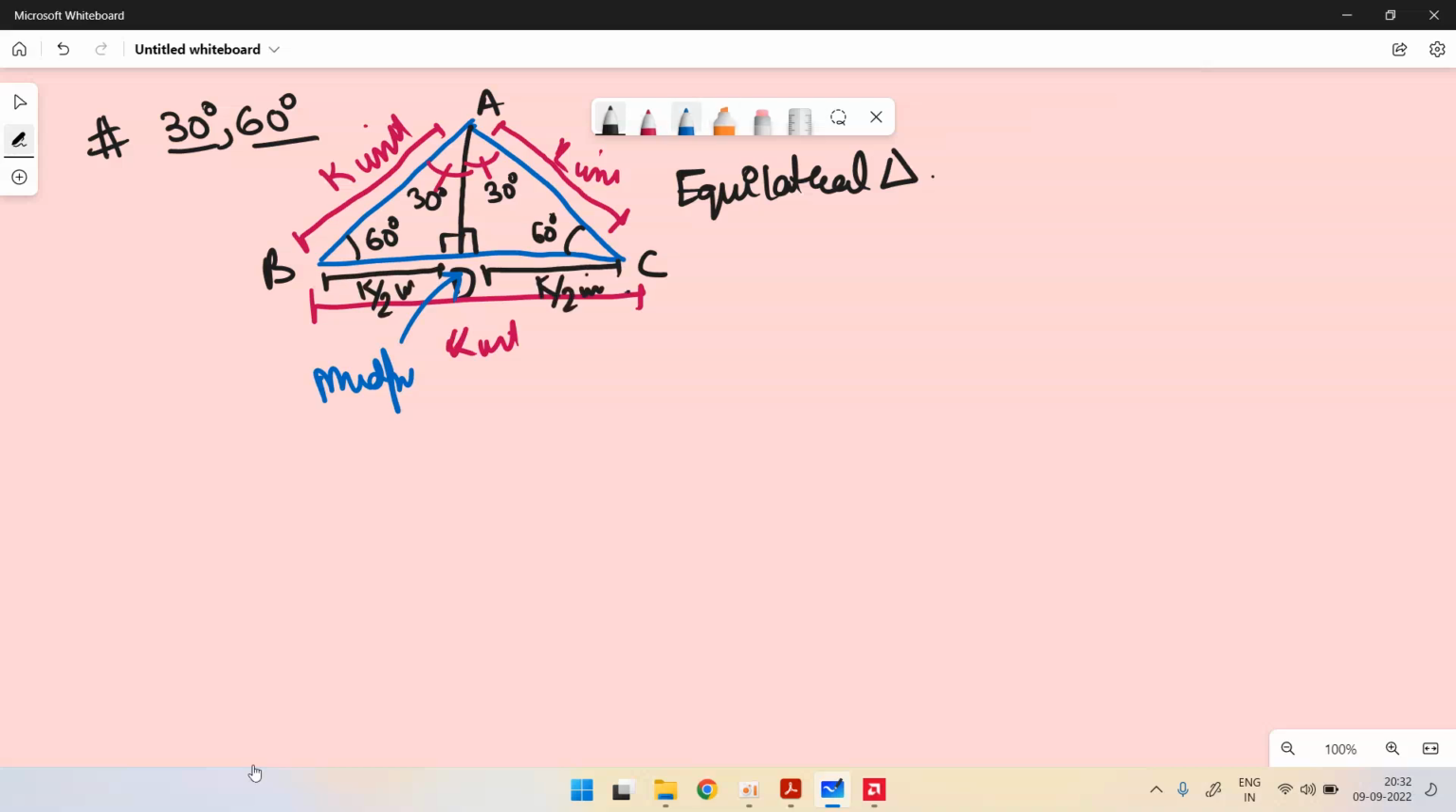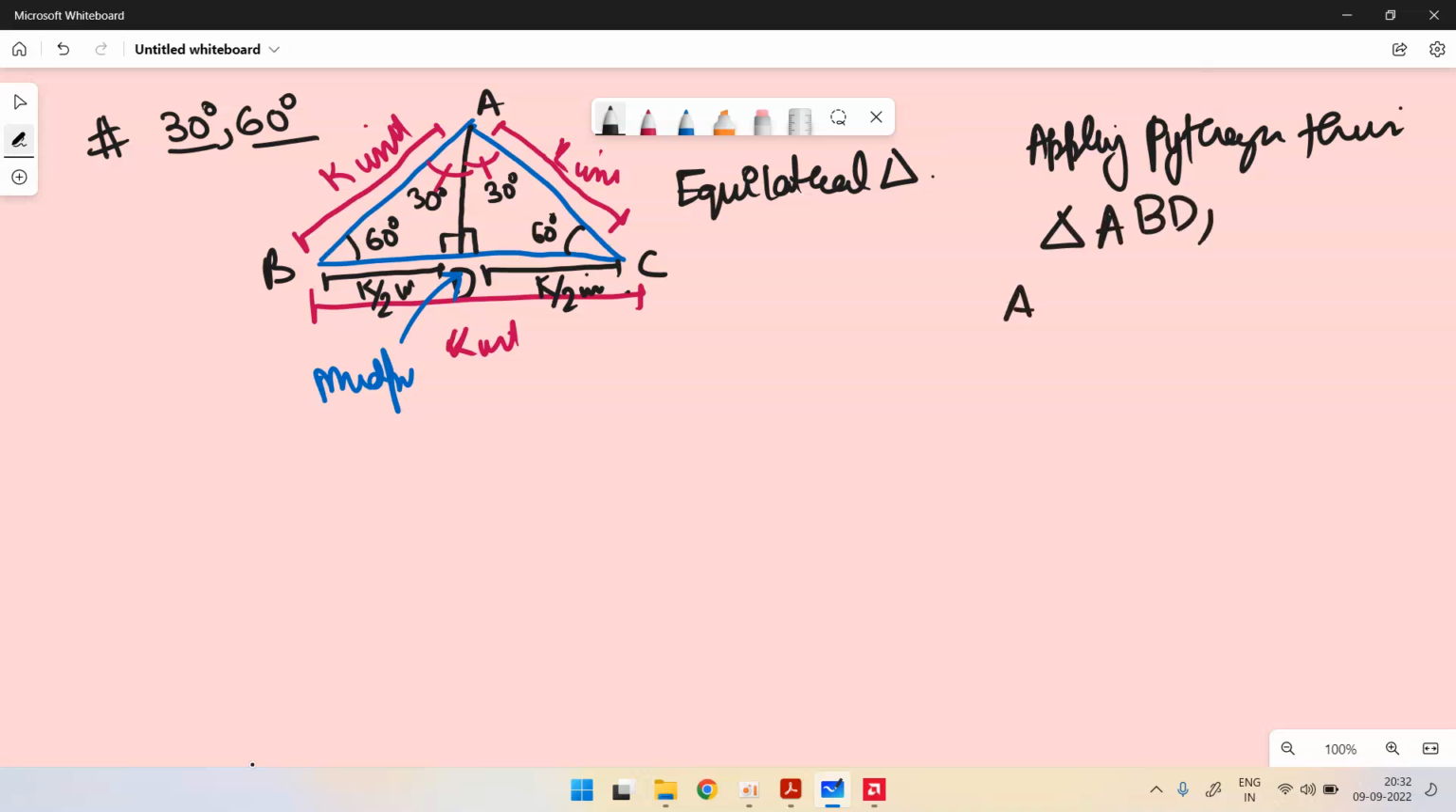Now applying Pythagoras theorem in any triangle, you can take either ABD or ADC. I am taking triangle ABD. So you can see that AB is the hypotenuse, so AB square is nothing but AD square plus BD square. Now you know the value of AB in units, and BD also you know. Now you have to find the value of AD square.